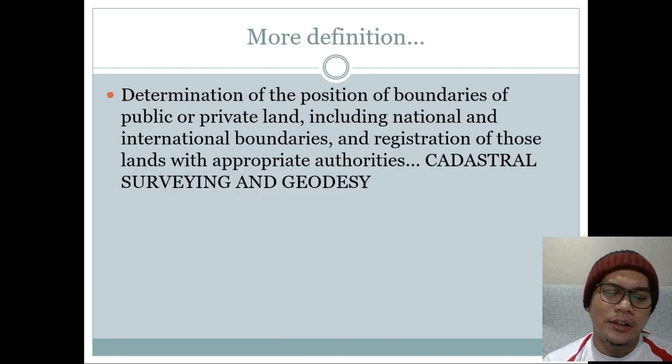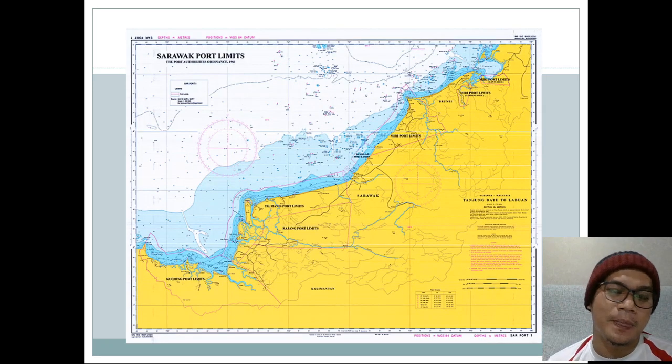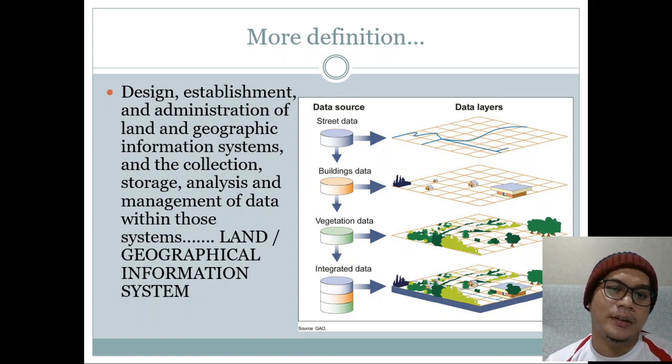Another definition is to determine the positions of boundaries of public and private land, including national and international boundaries, and registration of the lands within appropriate authorities. This is the cadastral survey. So examples here, okay. And of course, as I said before, we use new technologies, we use computers, we use applications.